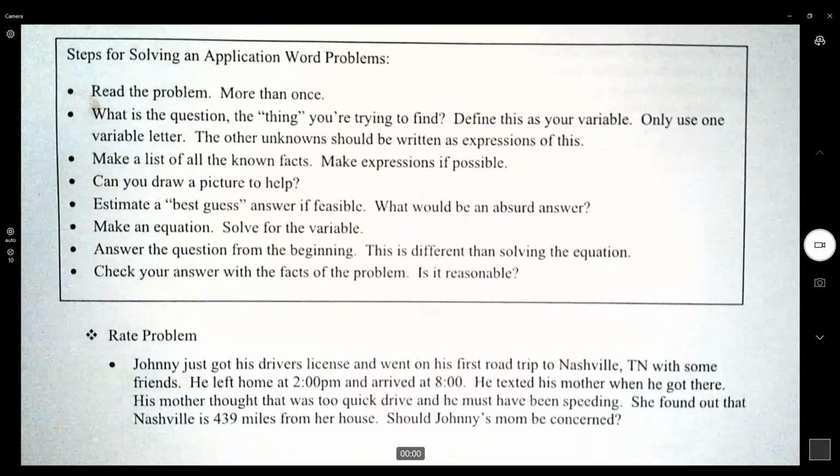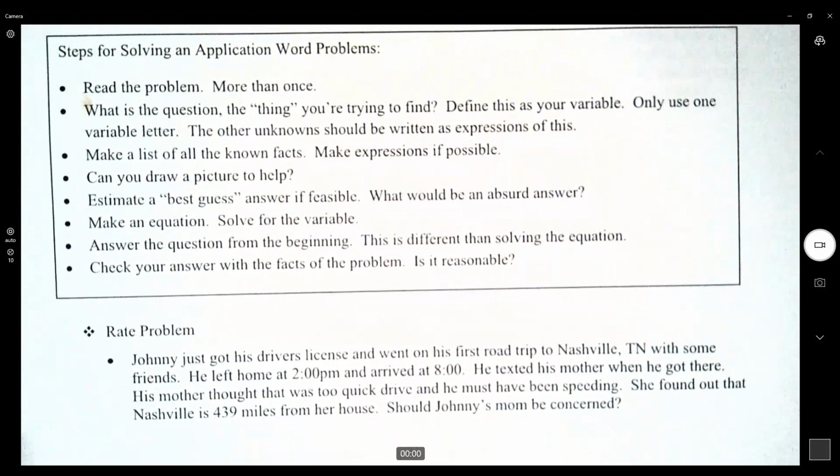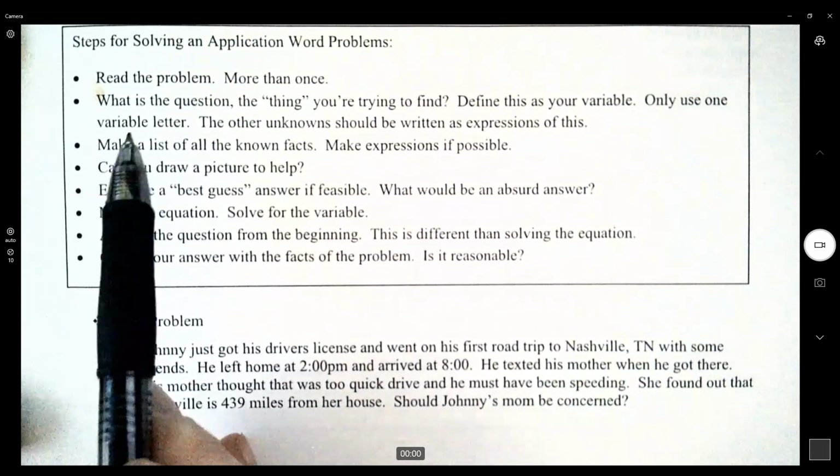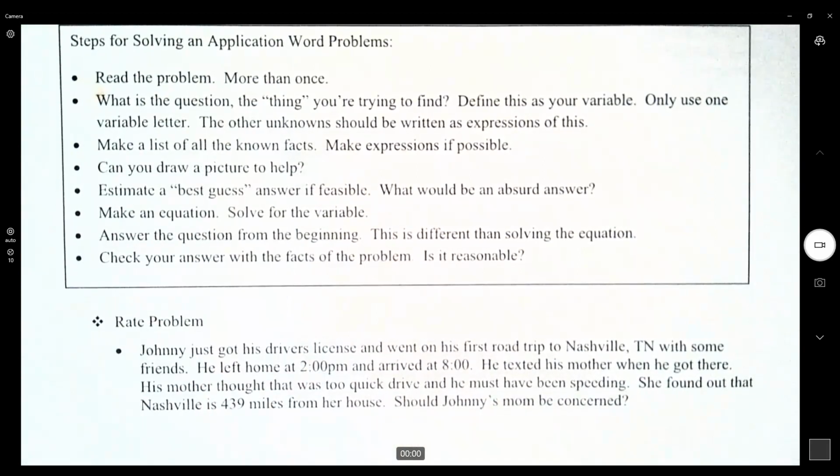But first, let's look at some expressions on how we can go through this using steps. In the steps I've written here, it says first read the problem, and sometimes more than once. What is the question or the thing you're trying to find? Define this as your variable. A lot of students like to use the letter X, but feel free to use any letter that makes sense in the context of your problem. For example, you could use I for interest. Use only one letter. Try to write the other unknowns as an expression of the first. So only try to use one letter if possible.